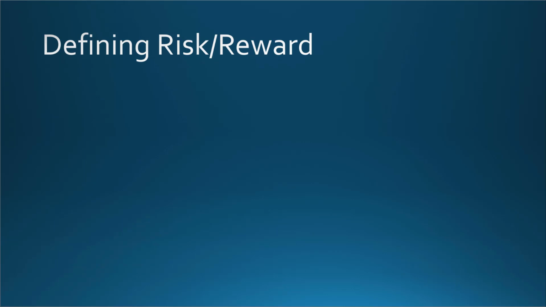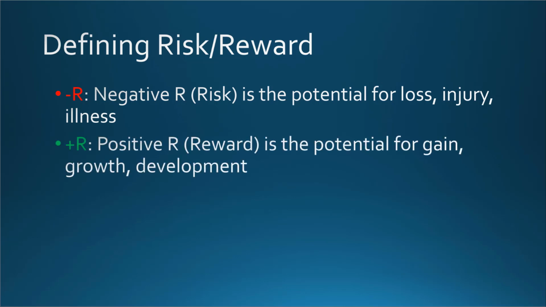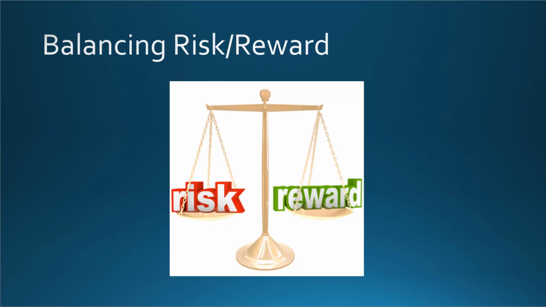So if we define something that has a negative outcome, the potential for injury, loss, illness, we're going to call that negative R. So in essence, that possibility for some negative consequence is the negative R. Now, if we have negative R, what would be the corollary to that? And the answer is, of course, positive R. Positive R is the reward. That's the potential for gain, for growth and development. So we need to be aware of both the negative R and the positive R in the programs that we run. Another way to think of this is balancing the negative R risk with the positive R reward.